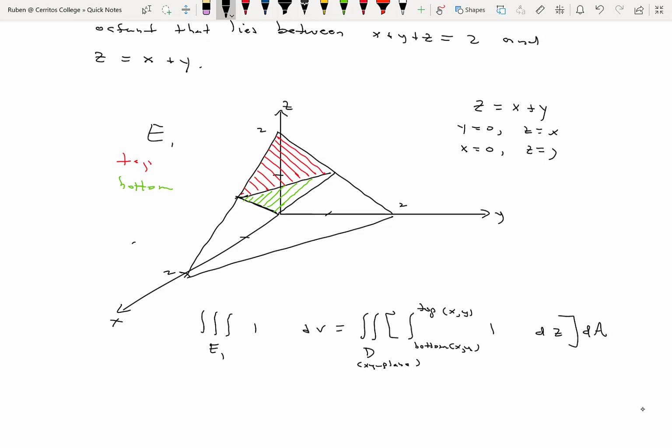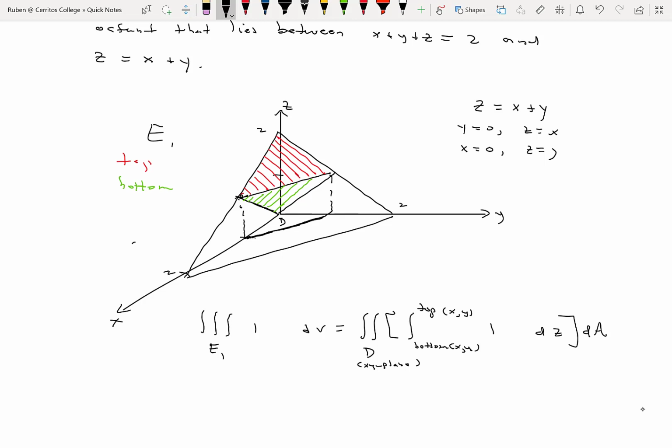So let's do this. I need the projection of this region in the xy plane. Well, it's easy to see. See that line of intersection where the red and the green meet? That line projects directly into the xy plane and it defines the region D as that little triangle in the XY plane.